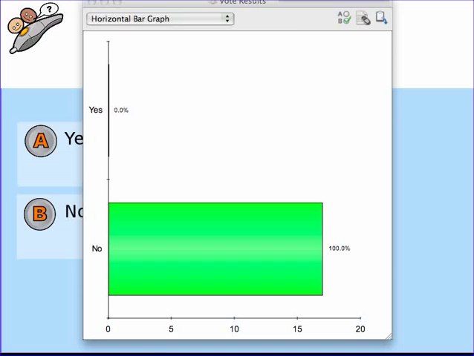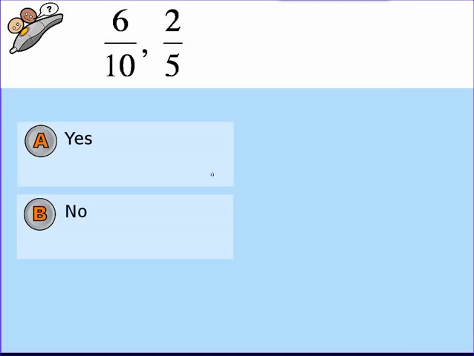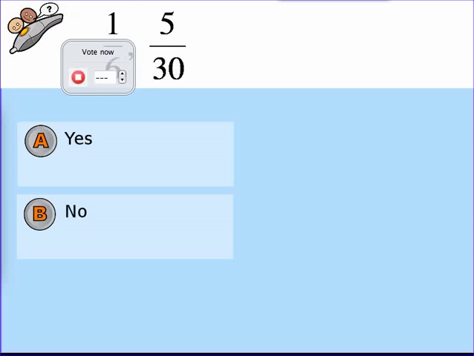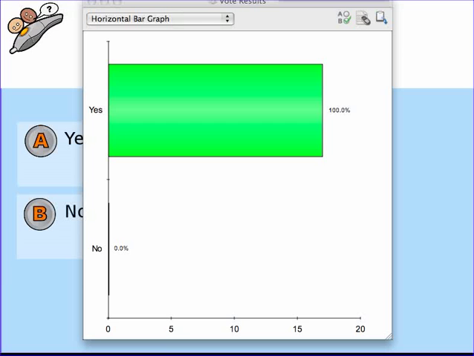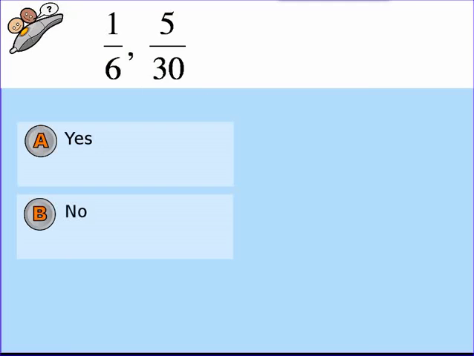So, no. Let's figure out cross products again. What was this cross product going to be? 30. What's this cross product? 20. So that is why they are not equal. Okay, let's try another one. Are those equal? Yes or no? Brady. 9. Good job. So when I do the cross products there, I get 30 to equal 30.